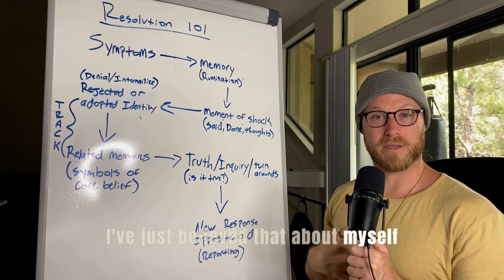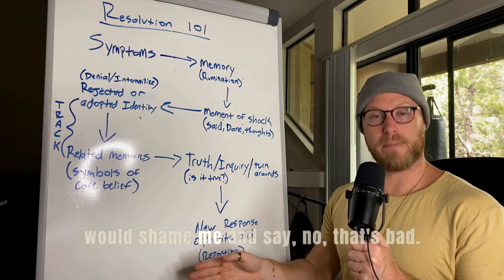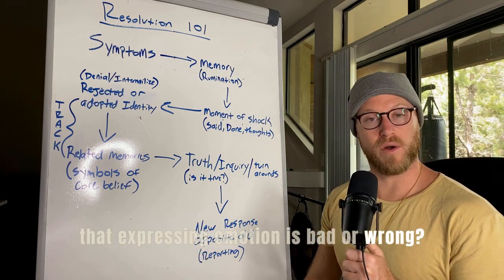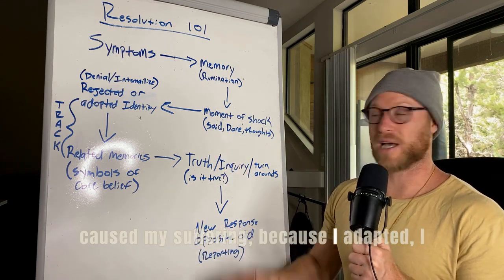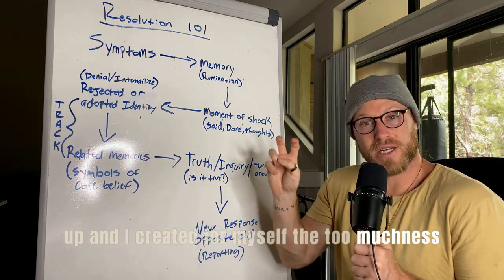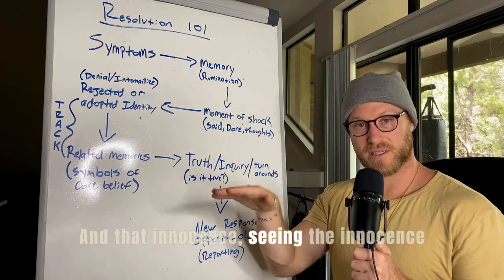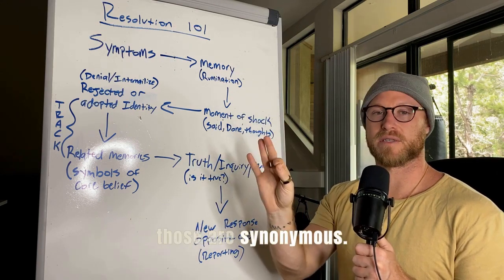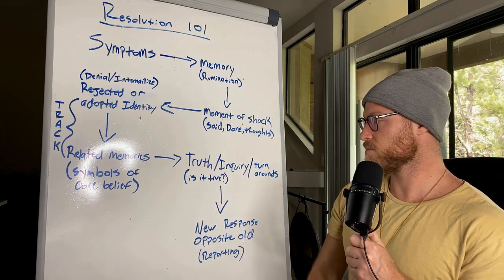I've just believed that about myself because growing up, my mom or dad, when I would get really upset, would shame me and say, no, that's bad. That's wrong. But does that mean it's a fact that expressing emotion is bad or wrong? No, that's just what I assumed. And that's what caused my suffering because I adapted. I started holding it in and then I would blow up and I created for myself the too muchness. All an innocent way of adapting to try to get love. And that innocence, seeing the innocence and understanding what happened, those are synonymous. If you don't see the innocence yet, you don't understand yet. So just further investigation.